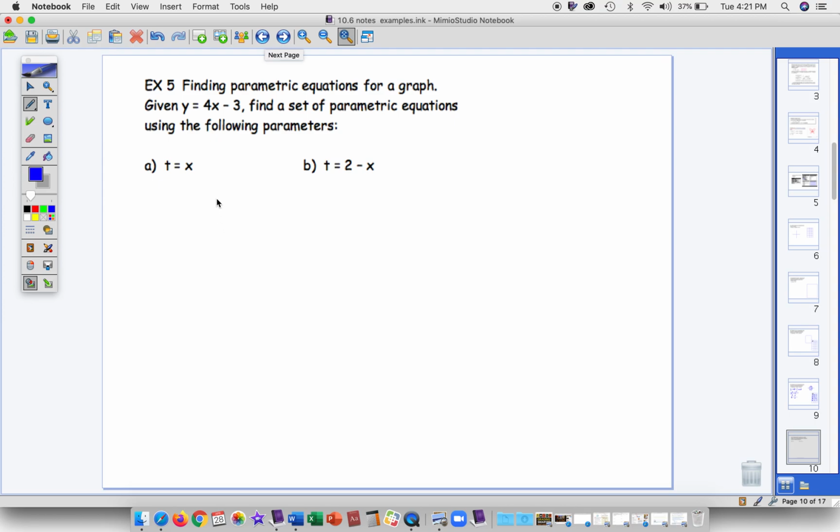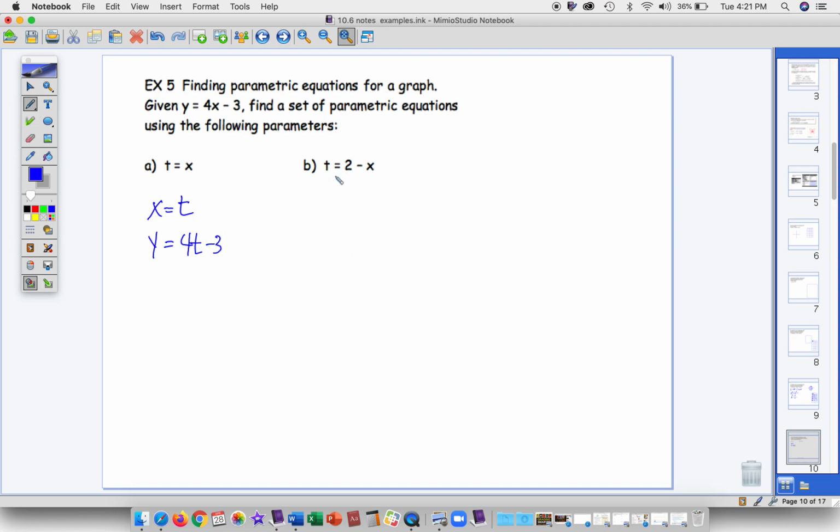Okay, the next example. Now, in this example, you're going to find the parametric equations. Given y is equal to 4x minus 3, there are infinitely many possibilities. So to narrow it down a little bit, you'll be told what t equals. So in this case, t is equal to x, so that means x is equal to t. And then to get the y equals equation, I replace the x in the original rectangular equation with what x equals. In this case, x equals t, so it becomes 4t minus 3.